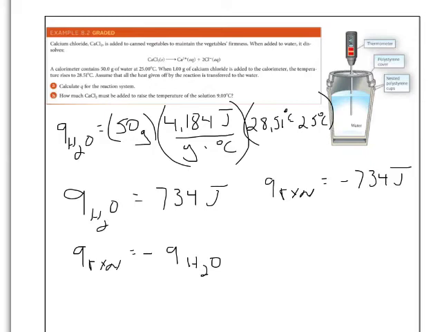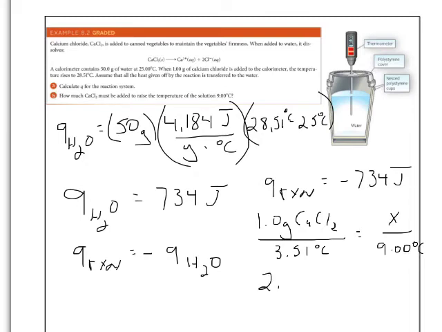So we observed that when we put 1 gram of calcium chloride into our 50 grams of water, we got a temperature change of 3.51. So we could say, how many grams would it take to give us a change of 9 degrees? So that's just going to be 9 divided by 3.51. So about 2.56 grams of CaCl2.